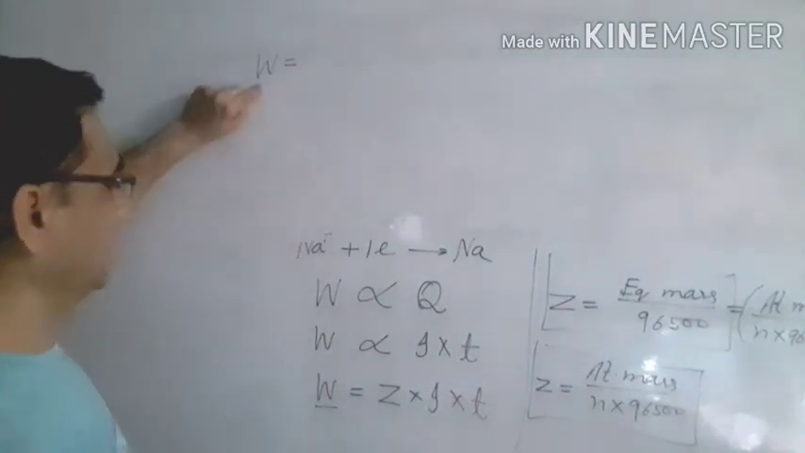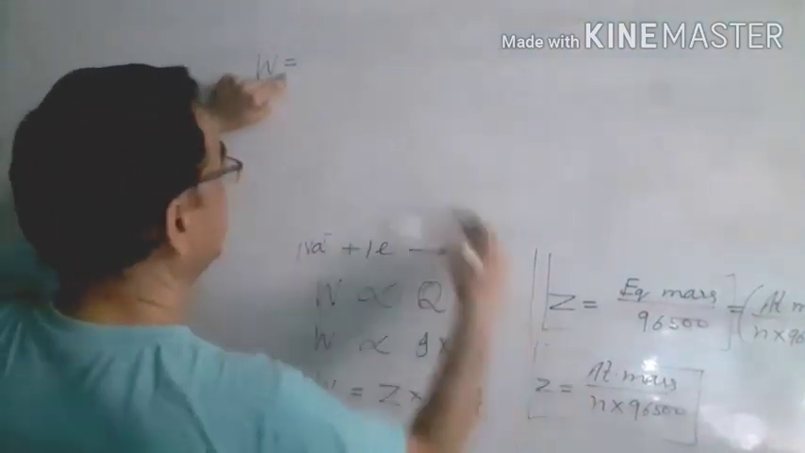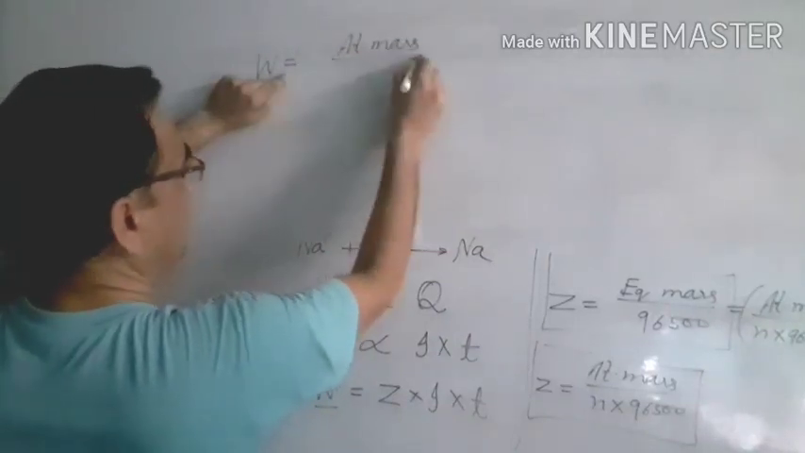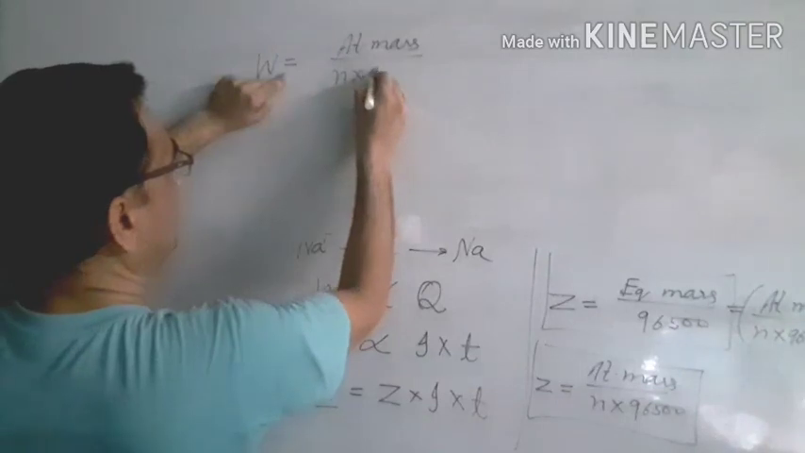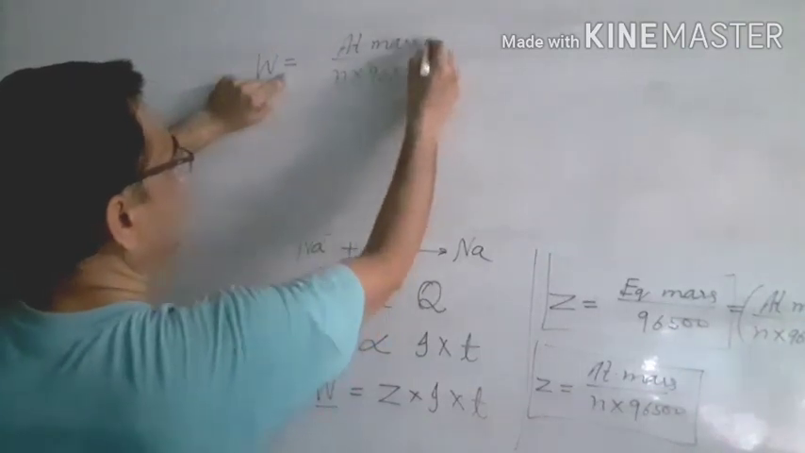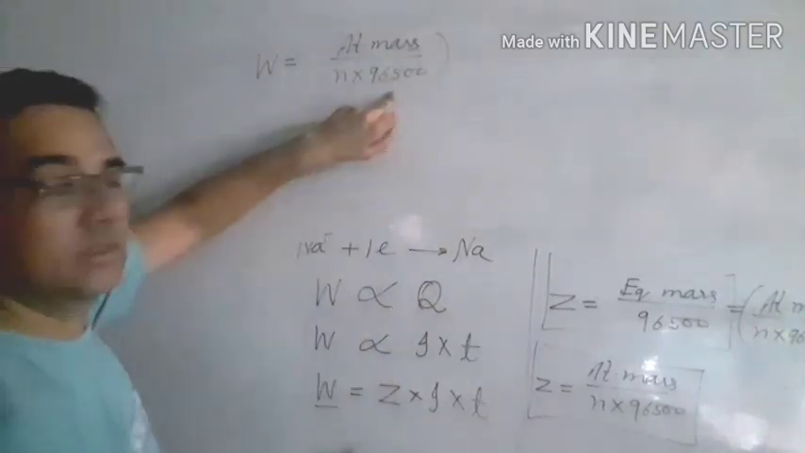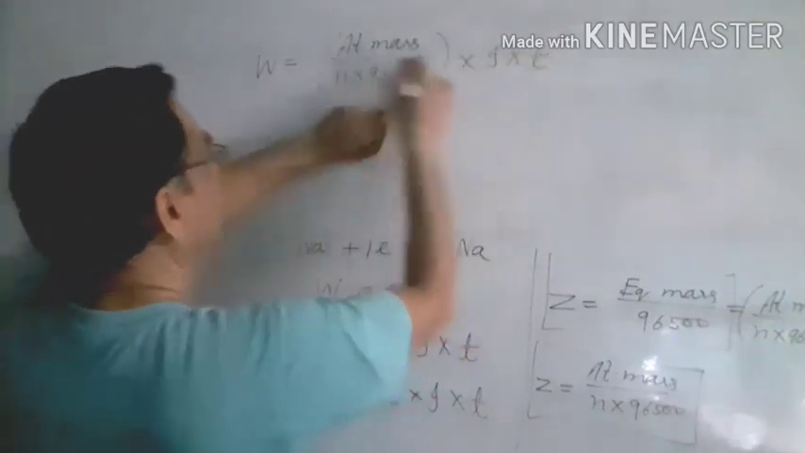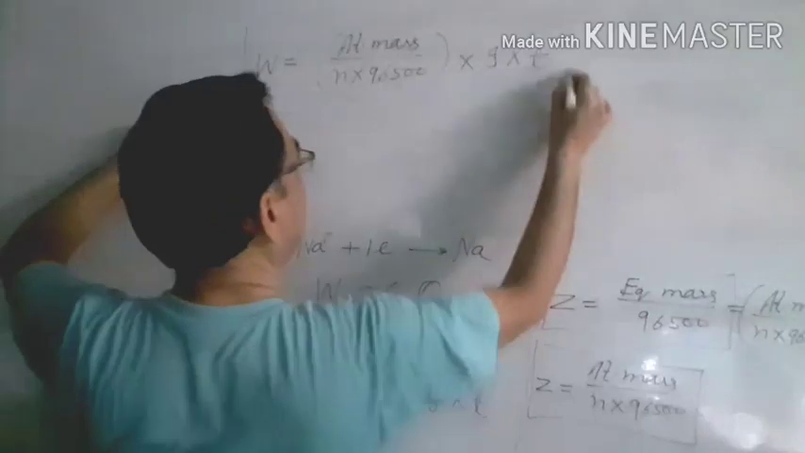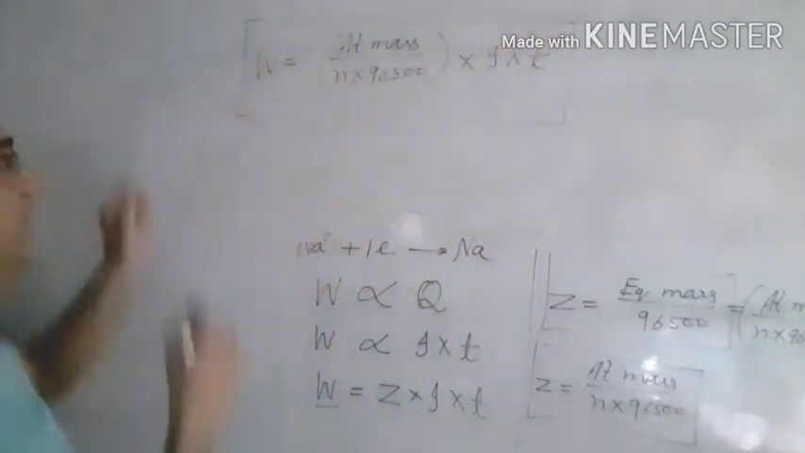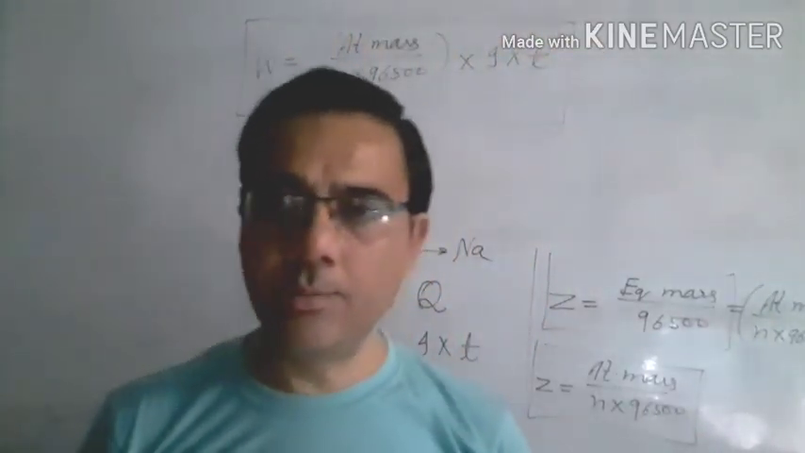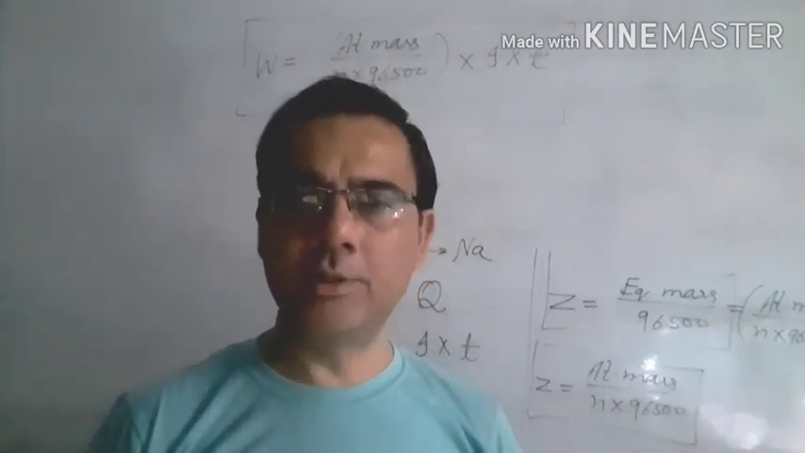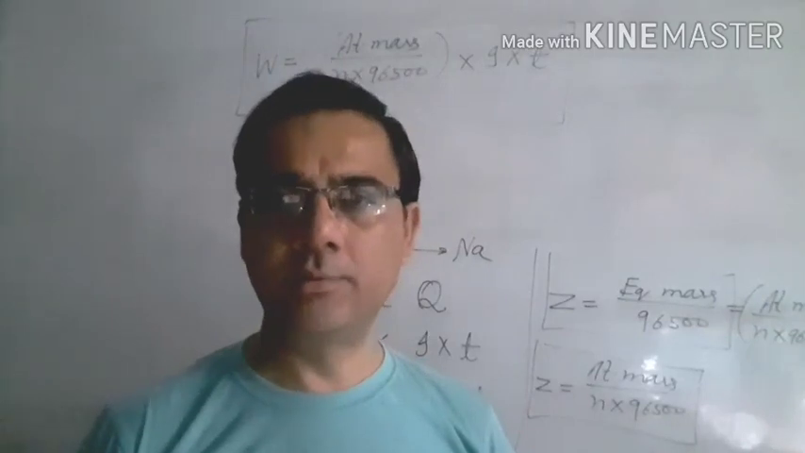See the final formula: W is equal to Z, and Z is atomic mass upon n into 96,500, into I into T. This is the final formula. On the basis of this we can calculate the mass deposited in any cell where the electric current is passed.